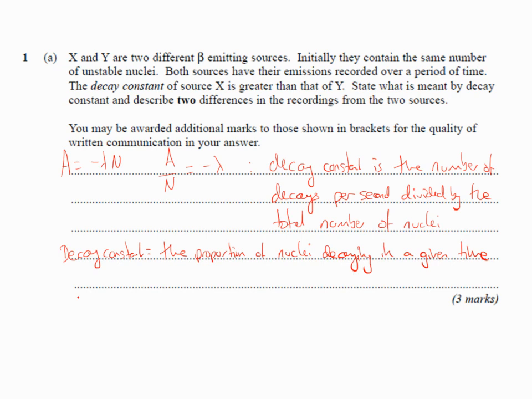Well, the question tells you the decay constant of source X is greater than that of Y. So if this is going to increase, then obviously this must increase as well. So the activity of X will always be greater. Or what follows from this, the number of nuclei in X will decrease far faster than in Y. Either of those is fine.